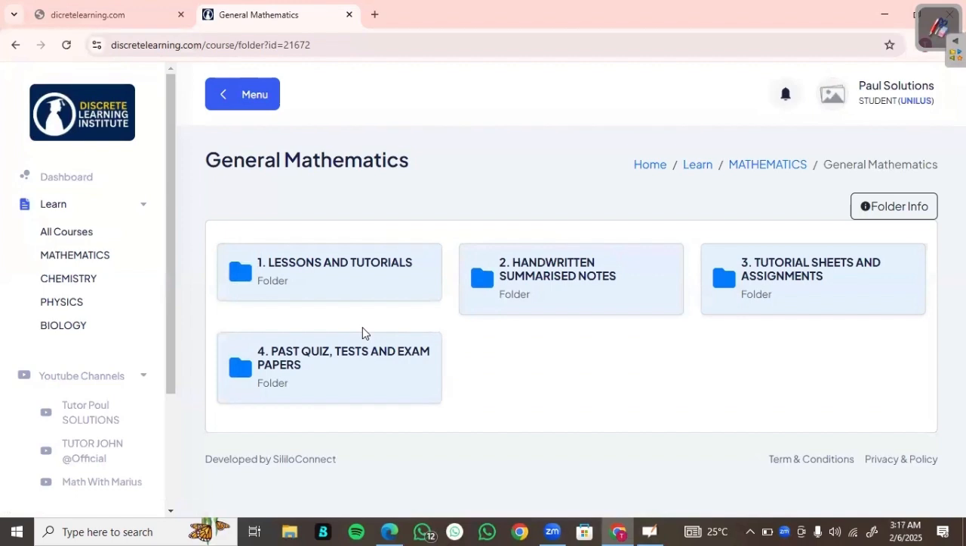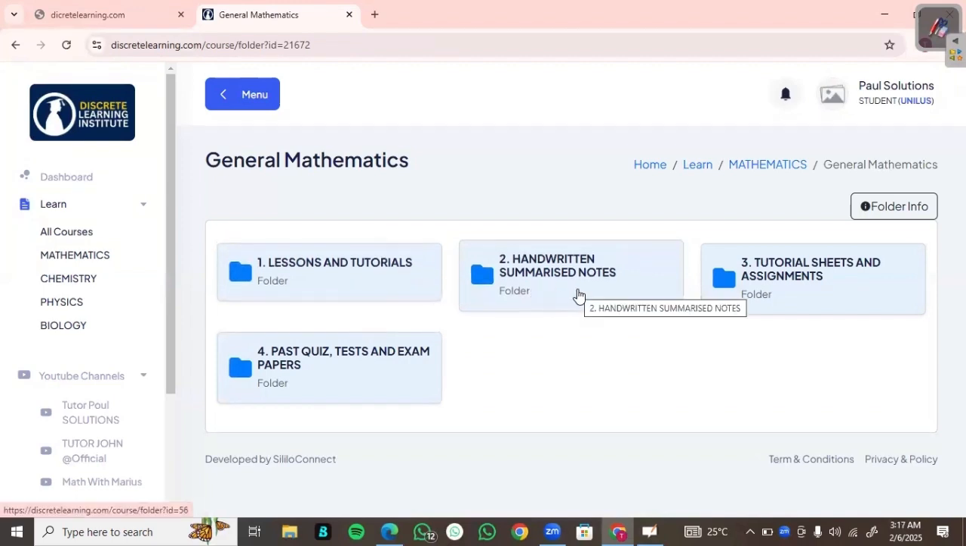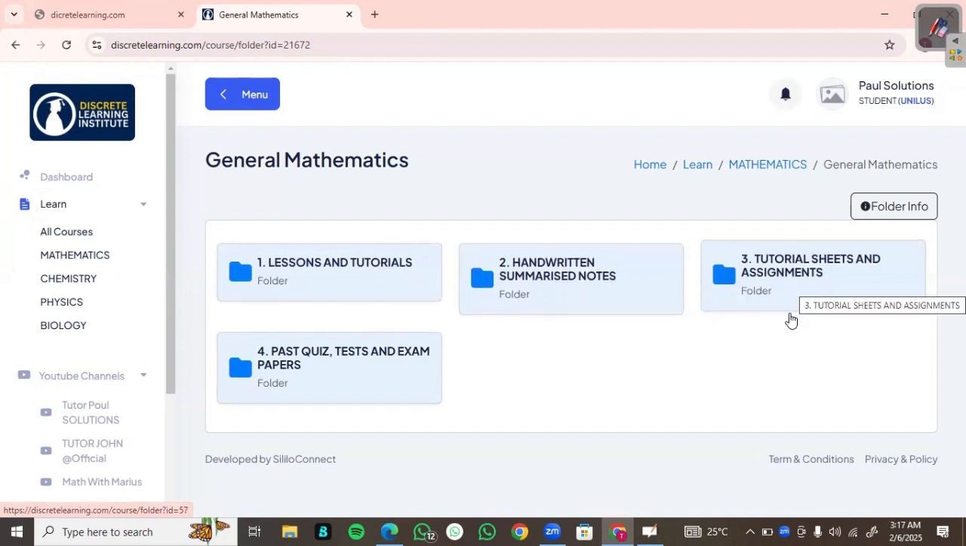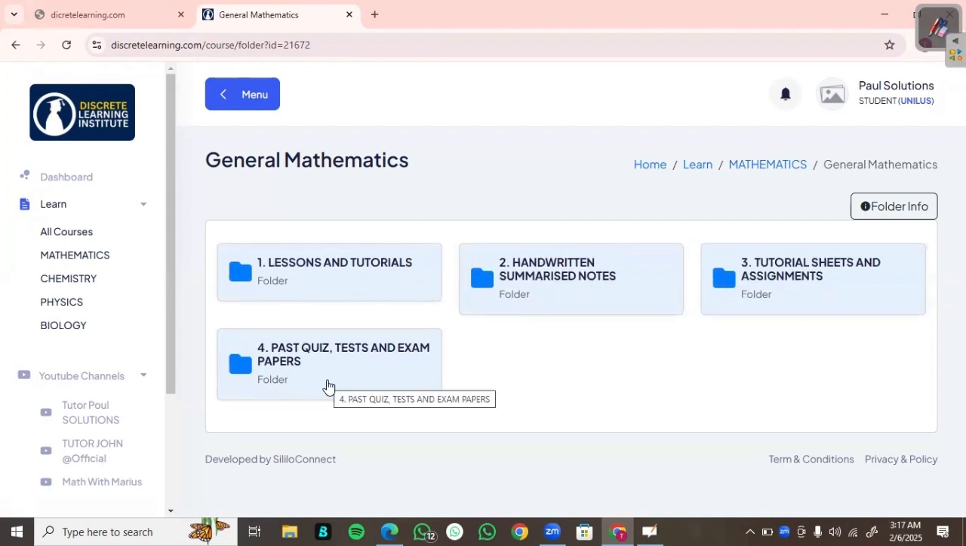So you're going to find 4 folders there. One will be for the lessons and tutorials. The other one will be for the handwritten notes. The other one will be for the tutorial sheet and assignments. The other one will be for past quiz, tests, and exam papers. So the setup is the same. Even if you go in the chemistry folder, the biology folder, the physics folder, any folder that you go into, you're going to find the same.